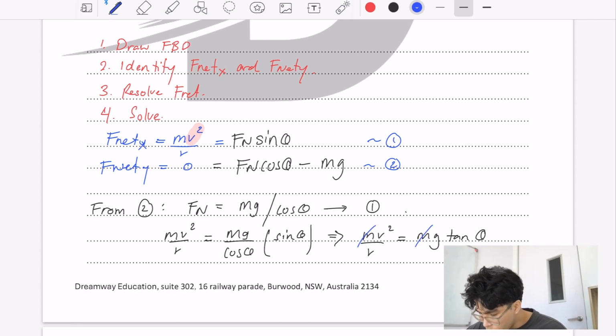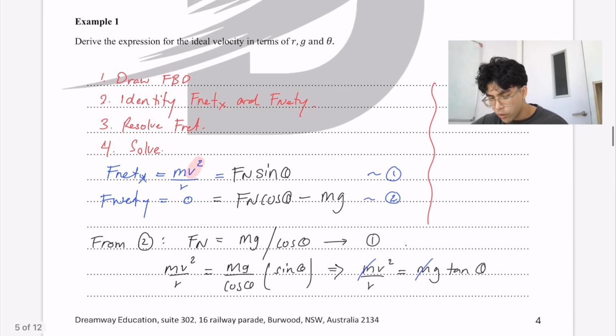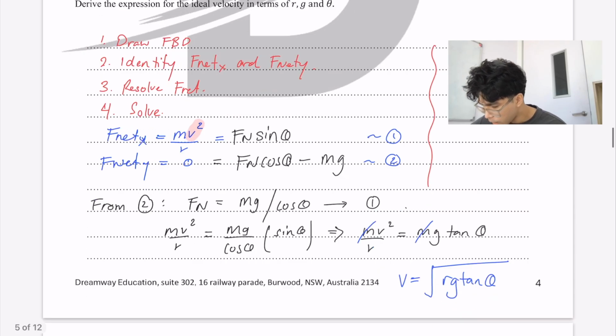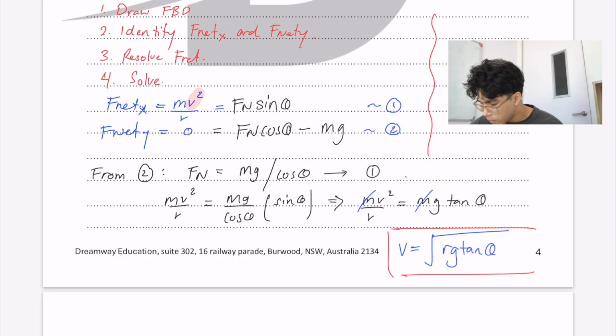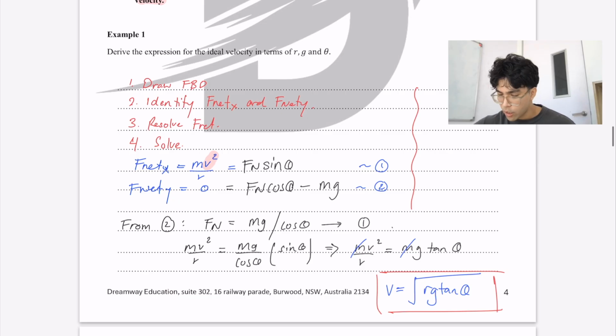So from here, all I have to do is just rearrange the formula to give me my ideal velocity. So the m's cancel out, take the r, chuck it over, that's going to be rg tan theta. So v is just square root rg tan theta, okay? And guys, that is how we solve for the ideal velocity. So remember, as long as you use these 4 rules, it's very easy to solve for whatever component or whatever variable you're looking for, okay?